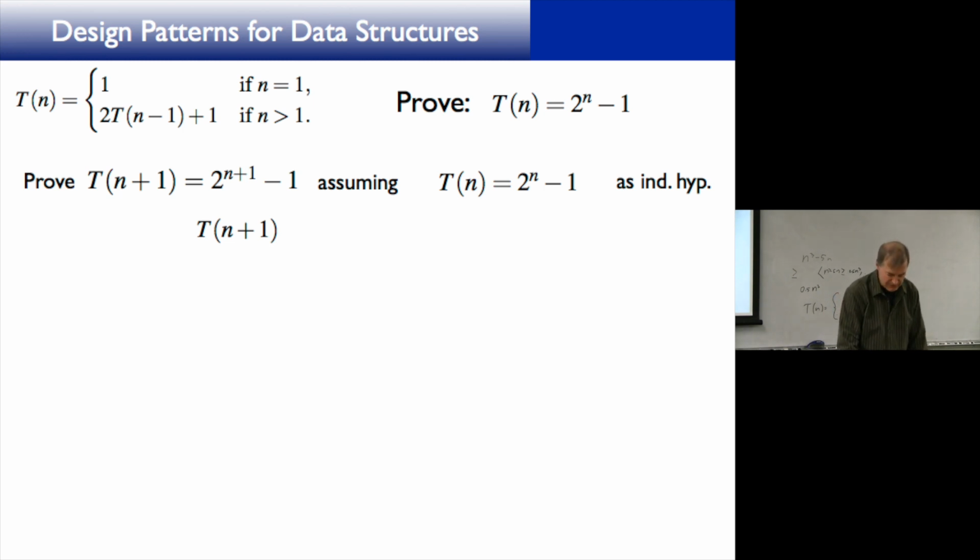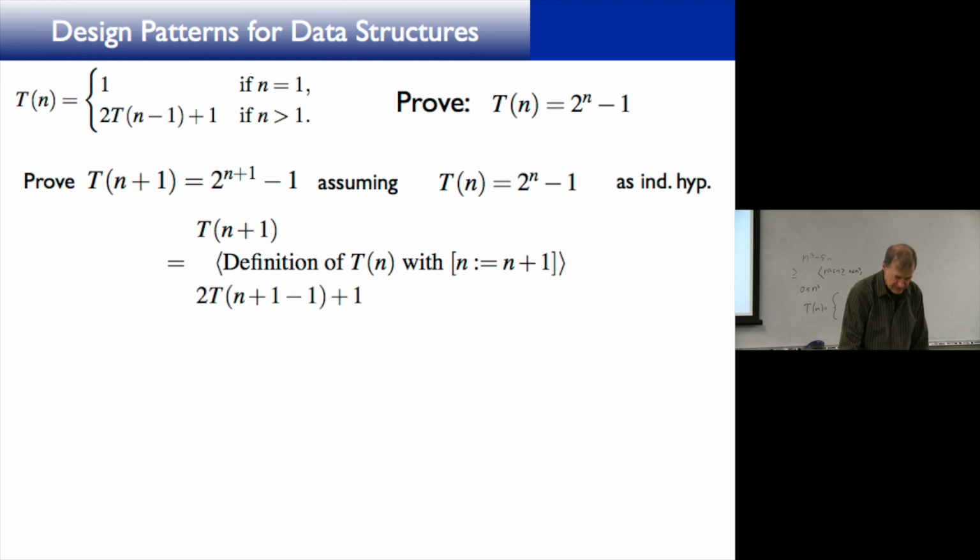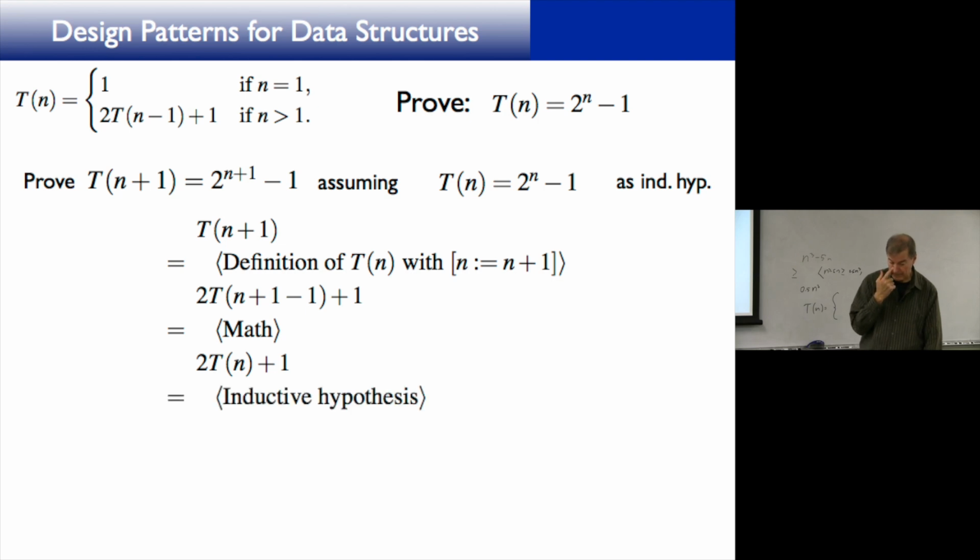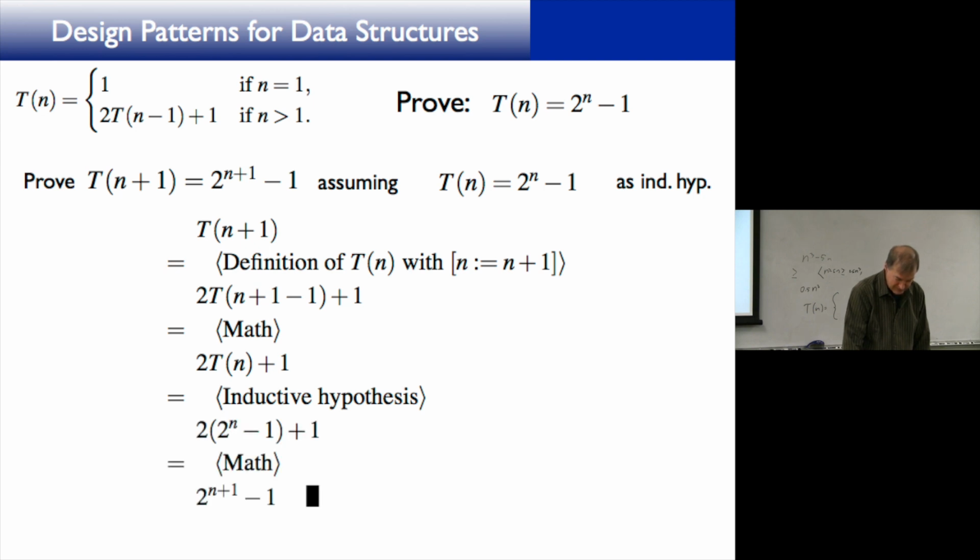So T of n plus 1 is what? The definition of T of n, but with n replaced by n plus 1. So what is that? 2T of n plus 1 minus 1 plus 1. That's from the definition. Are you with me? And then a little math gives 2T of n. But now that we have it in terms of T of n, we can use our inductive hypothesis. We do some math, and we get it down to 2 to the n plus 1 minus 1, which is what we were trying to prove. Remember that?